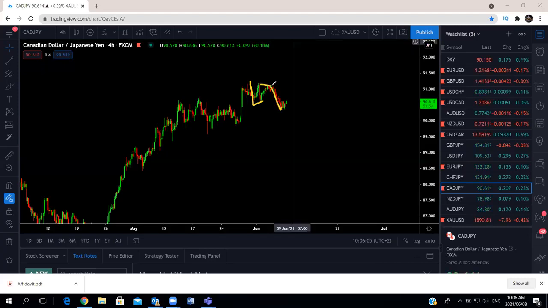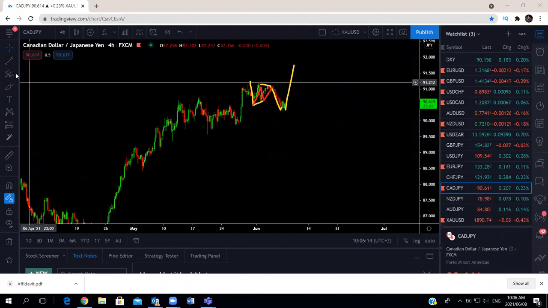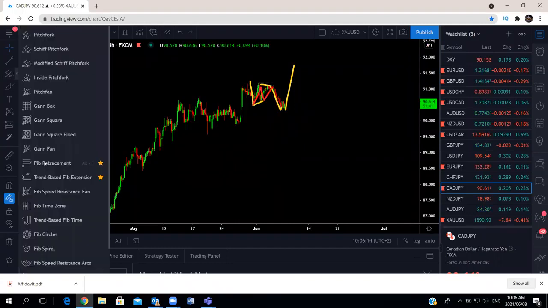So we are looking for upside from here. Now from this structure, let's project the blue box. We're going to project the blue box now and look for that to push to the upside. Let's have a look at that.